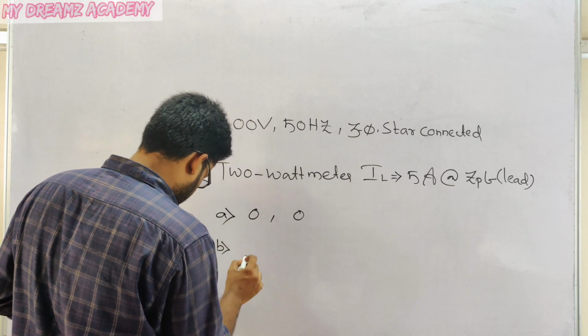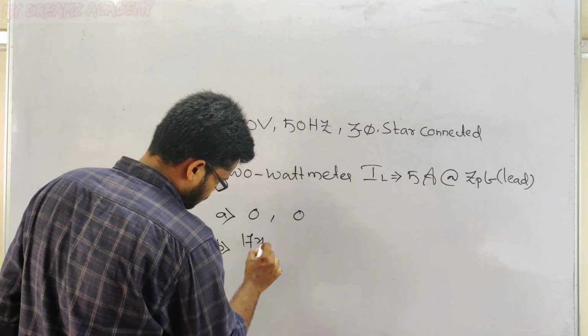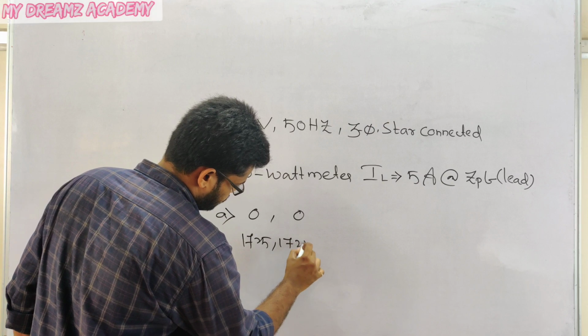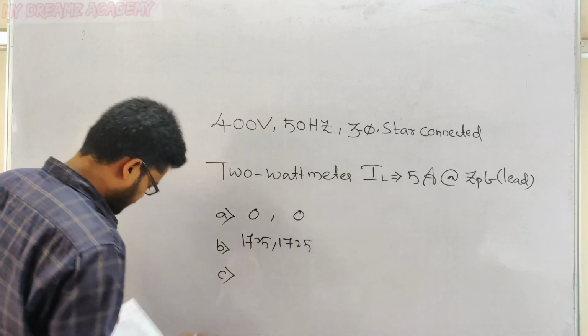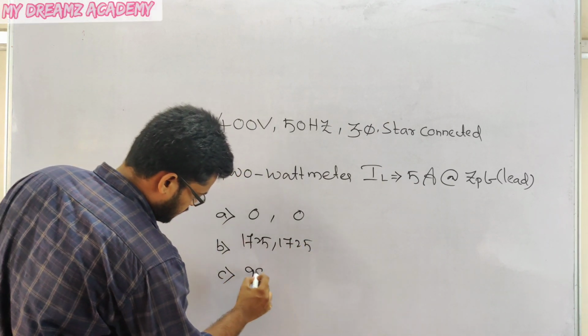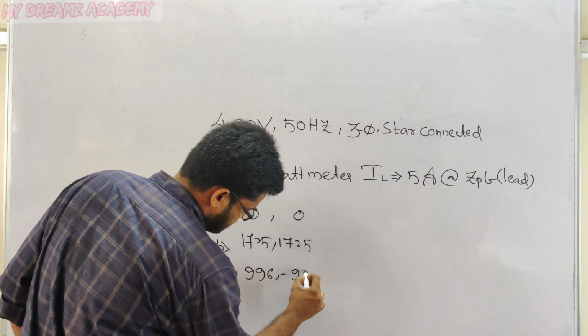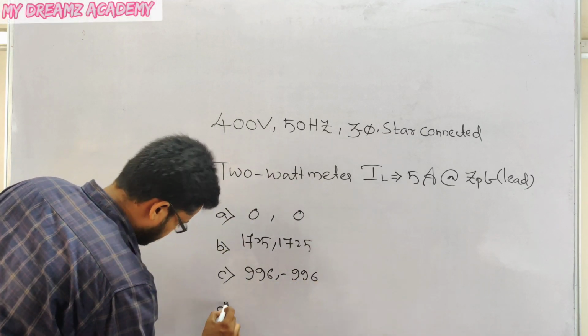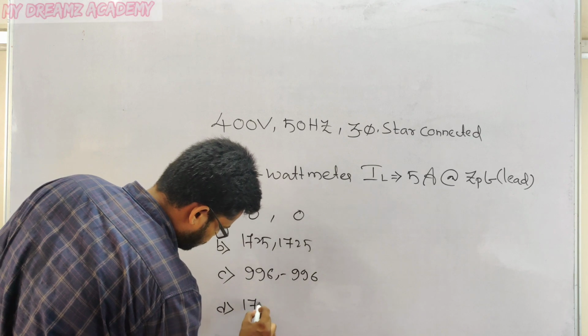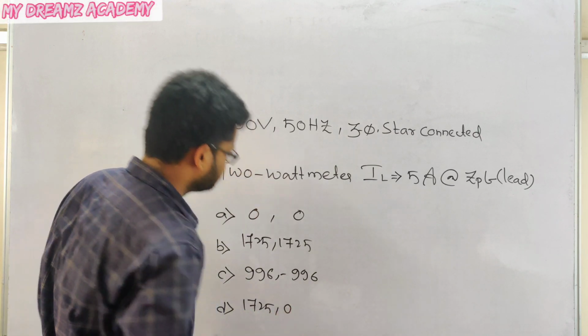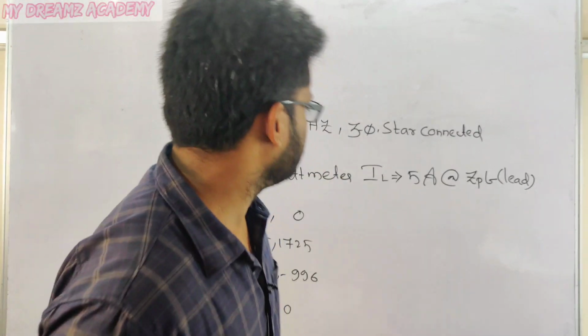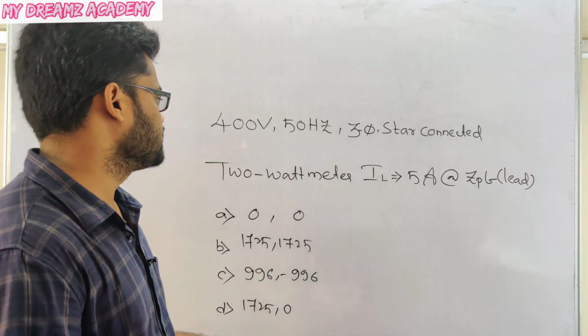Option B: 1725, 1725. Option C: 996, minus 996. And option D: 1725, 0. So these are the options. Now we need to check which option is correct.